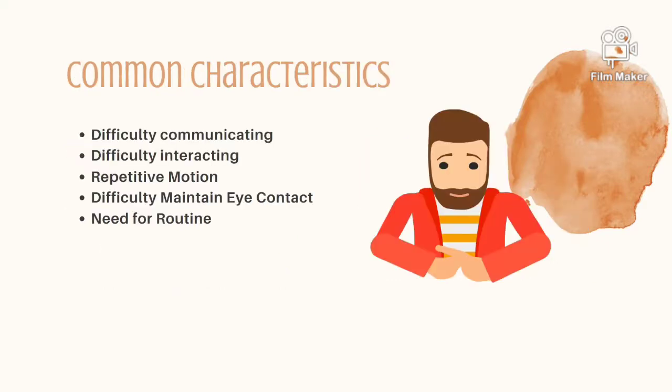As mentioned in the history, patients with ASD have difficulty communicating and interacting with others. They also have a lot of repetitive motion, have difficulty maintaining eye contact, and have the need for routine. ASD patients also repeat words or sounds that they hear.